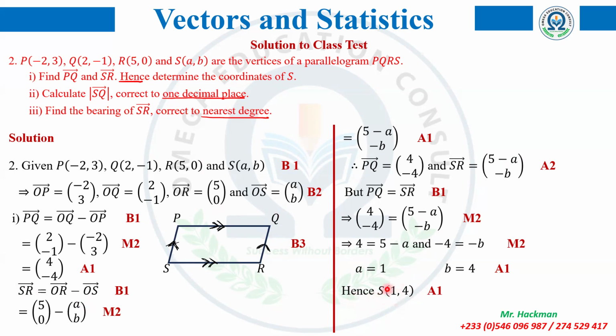So hence S, the coordinate, will be (1, 4). Don't write "hence the coordinate of S." Write it this way. It implies the same thing and it will save you time. The same explanation applies to the first one. So that will be it for part I.